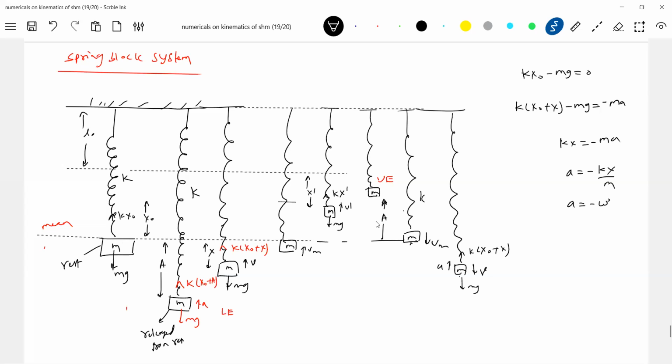Compare this with the standard equation of SHM. What is omega? Omega square is K by m, or omega equals root of K by m. So T equals 2 pi by omega. Okay, this time period depends on what? Depends only on the mass and the spring constant. It is independent of the gravity or any other thing, or independent of amplitude of oscillation. How much amplitude you give will not determine the time period.